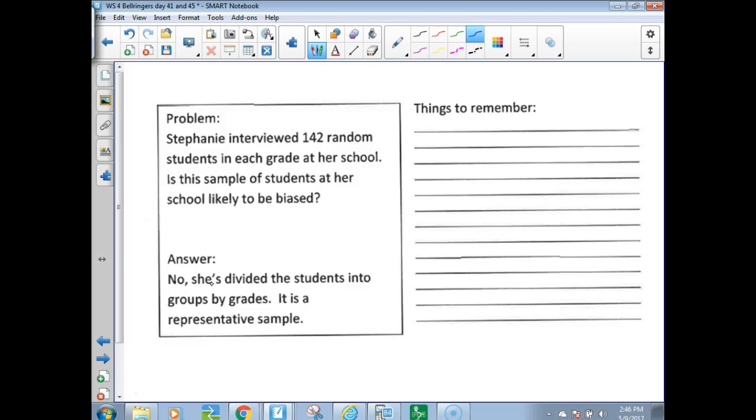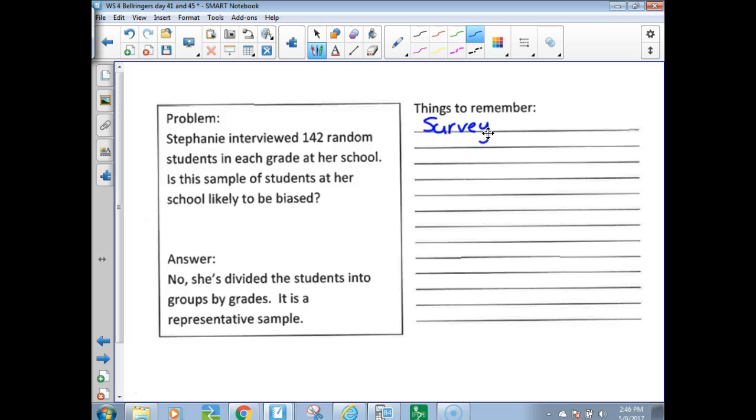Okay, so it does give us the answer here. Clearly, it says no, she divided the students into groups by grades. It's a representative sample. So the things that we need to remember: with interviewed people, was this a survey, observational study, or an experiment? Okay, so this was a survey.